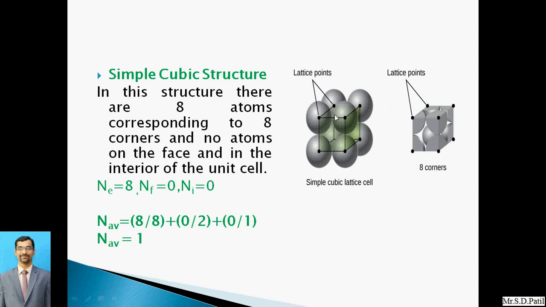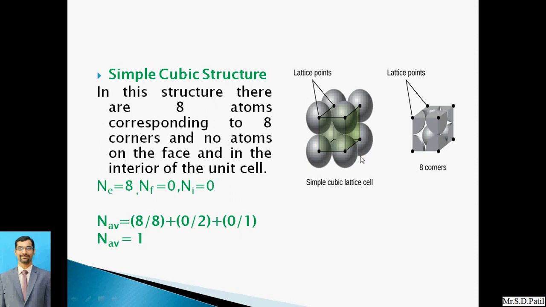And after taking this cube as a separate one, here you can see these lattice points. So friends, in the simple cubic structure, there are 8 atoms corresponding to the 8 corners. Here you can see 1, 2, 3, this is 4, 5, 6, 7, and here will be the 8th. So these 8 atoms correspond to the 8 corners, and there are no atoms on the face.